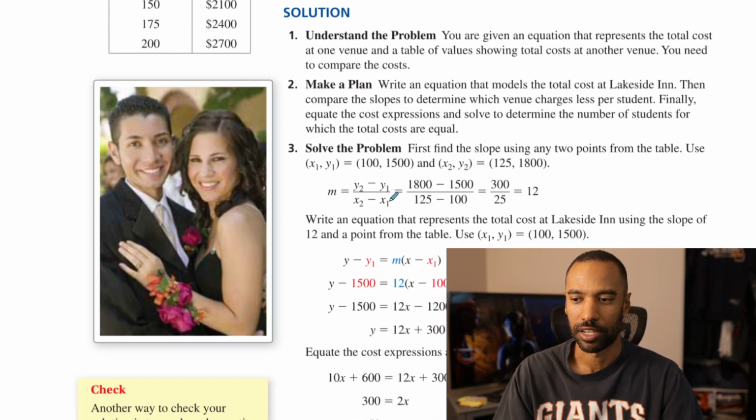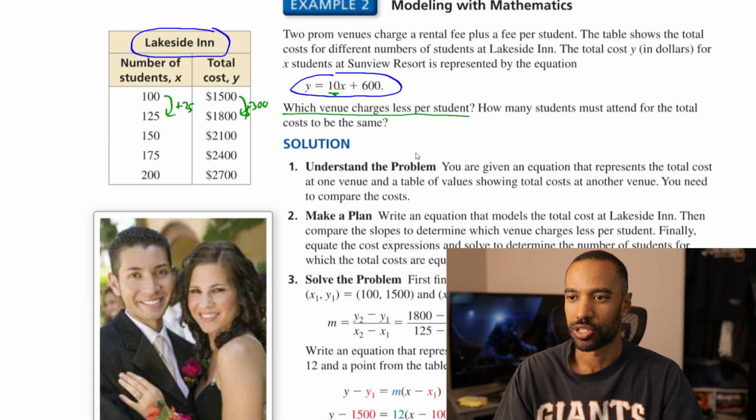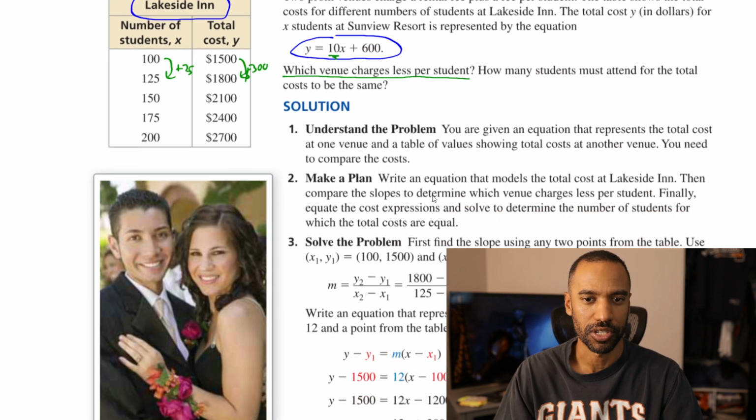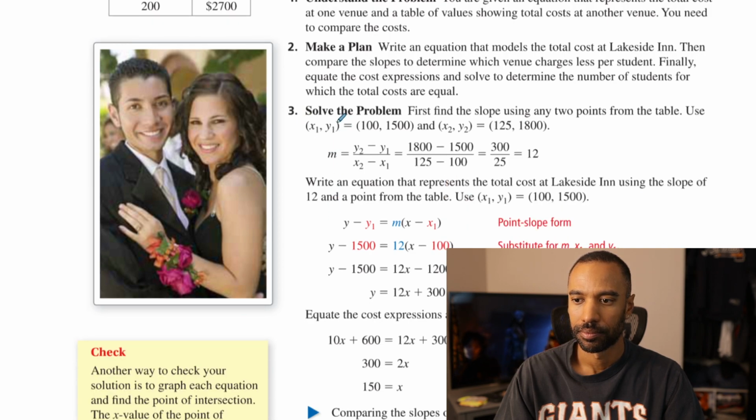They're y2 minus y1 over x2 minus x1. 1,800 minus 1,500 over 125 minus 100. 300 over 25 is 12. That means they are charging $12 per student at Lakeside Inn. So which venue charges less per student? Sunview Resort charges less per student. This is just that part A, if you will.